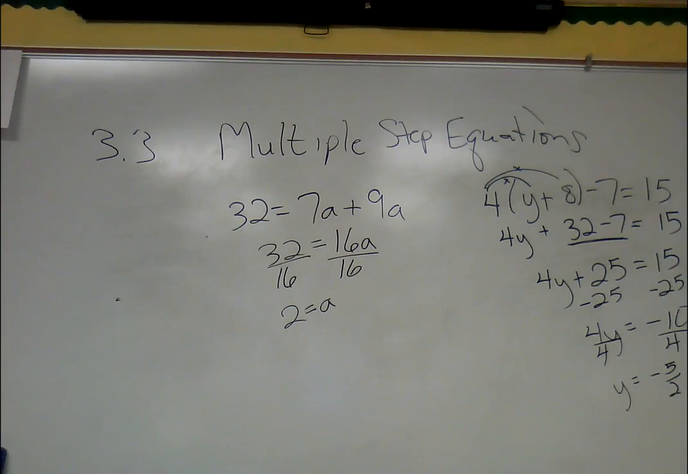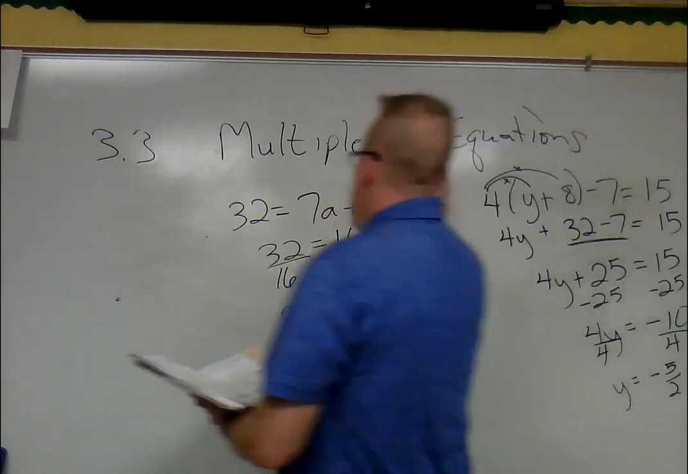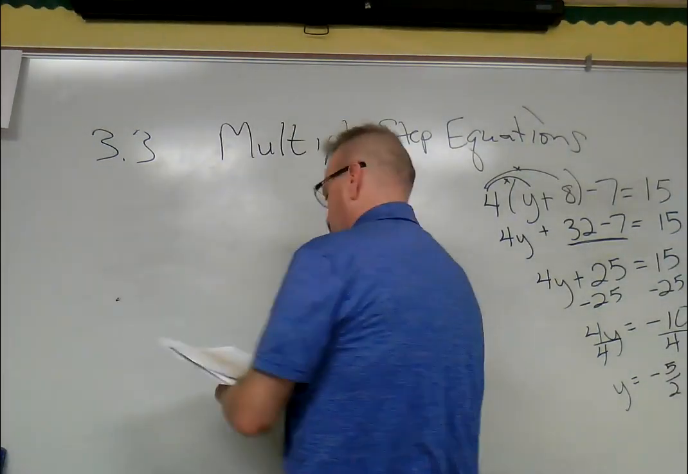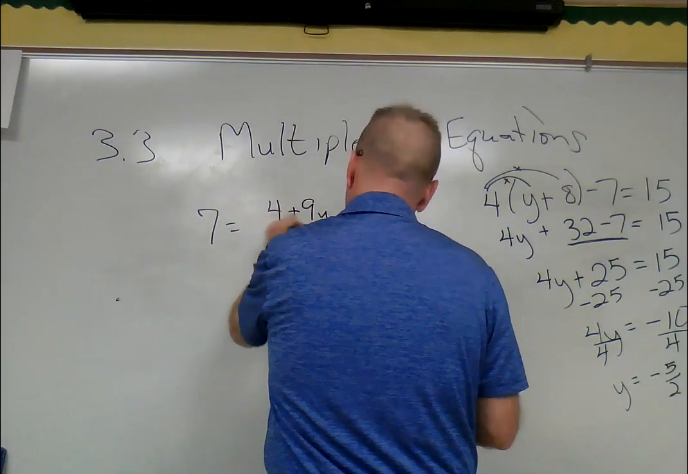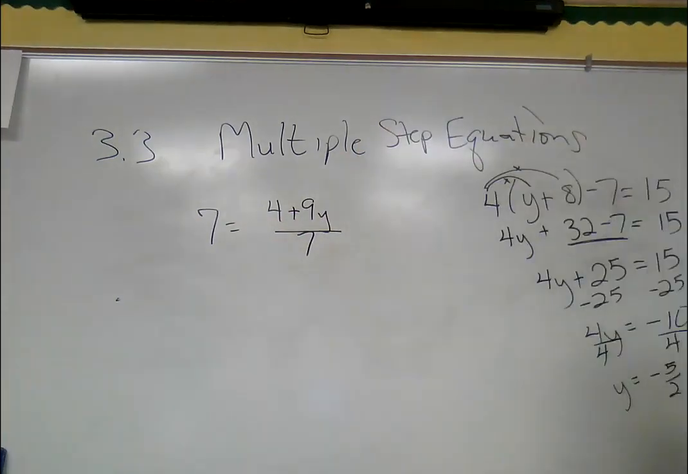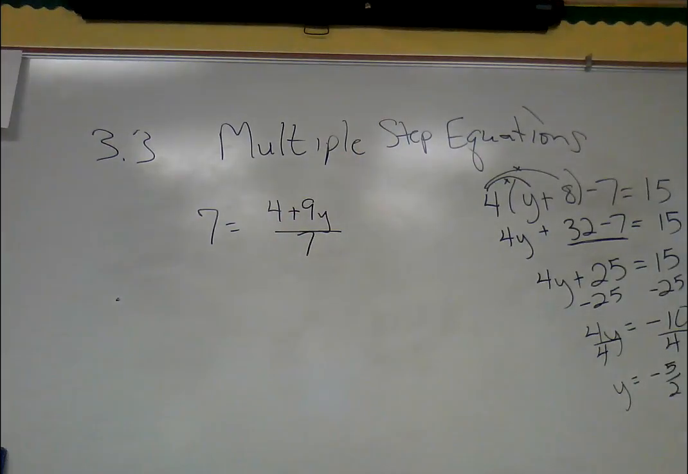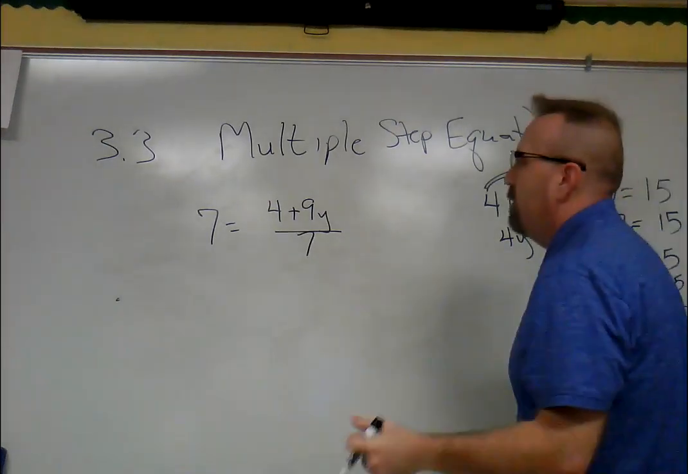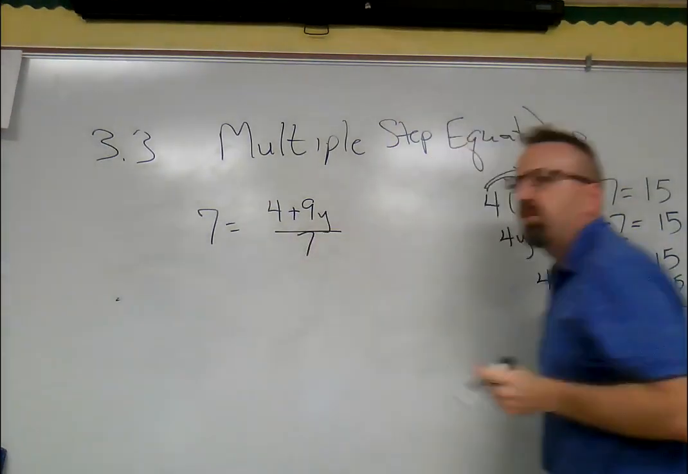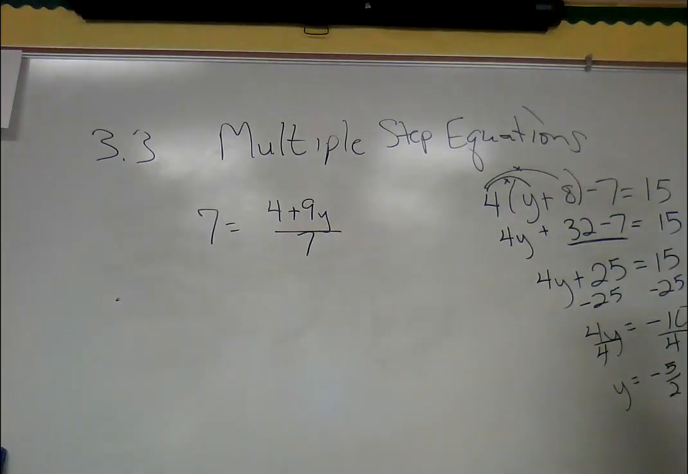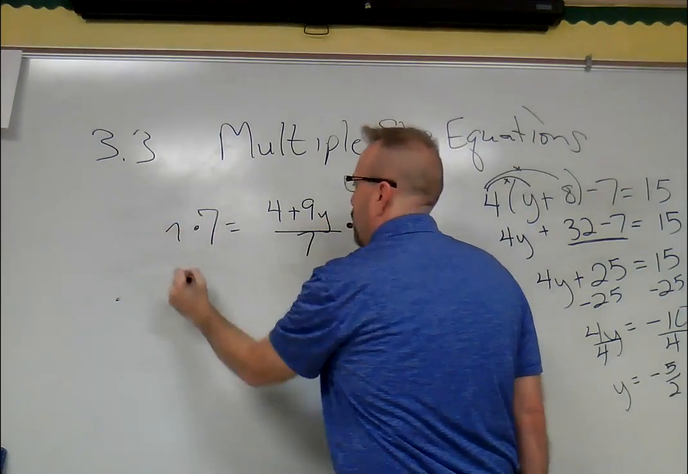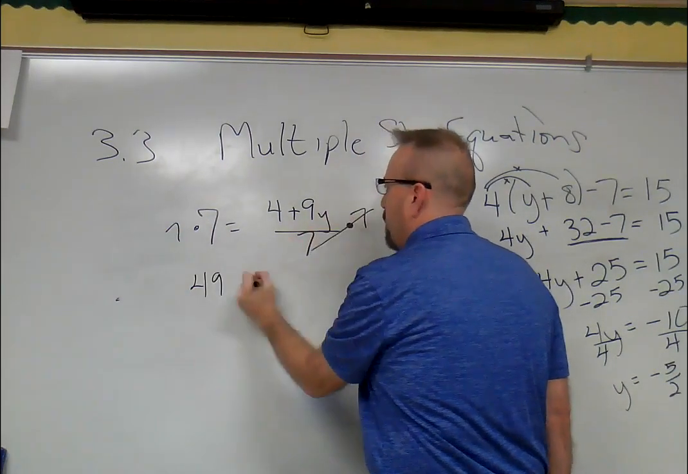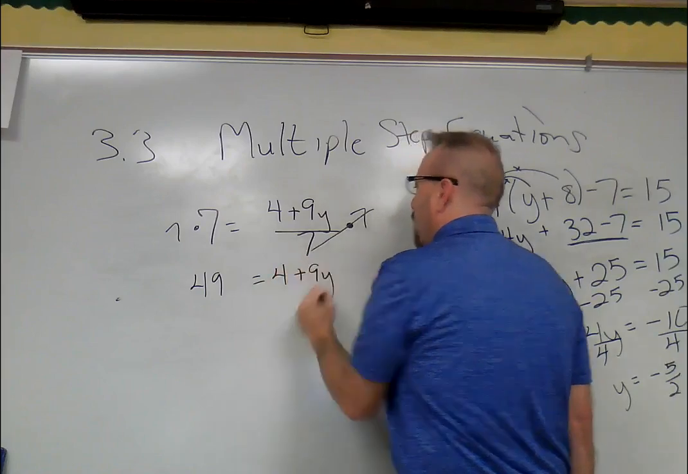All right. Let's do one more that's a bit involved. So we have 7 equals 4 plus 9y, all that divided by 7. So going back to yesterday, if we had one with the big division sign, what was our first step? We want to get rid of that division. So now we have 49, this goes away, equals 4 plus 9y.